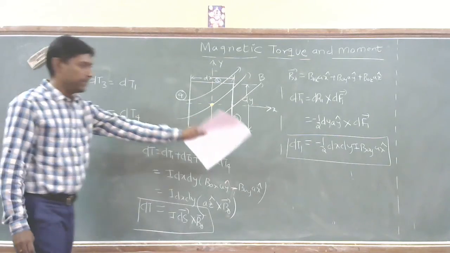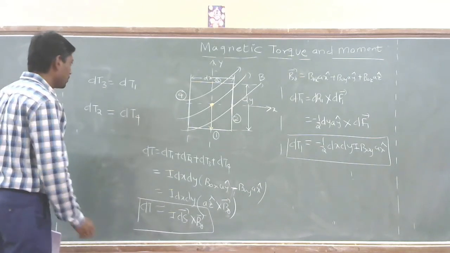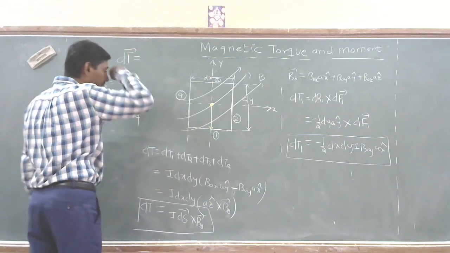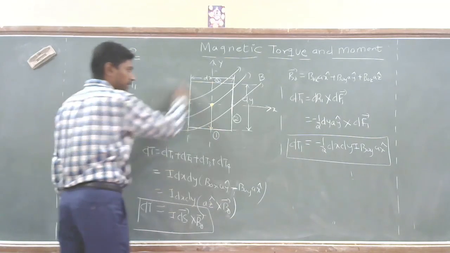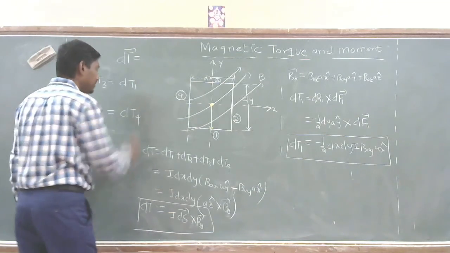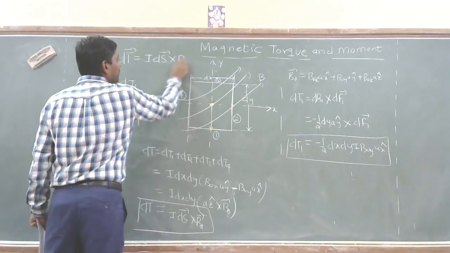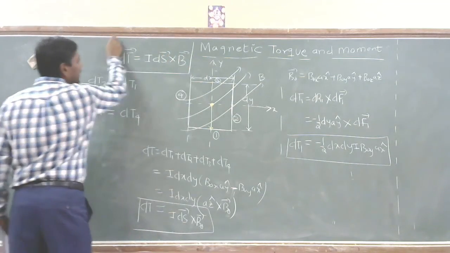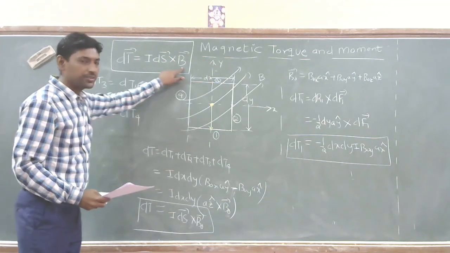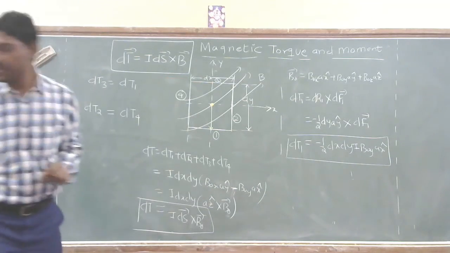So I have tried to show some results. Details you can really find out in the notes. So what is the nice result? We got the differential torque on this rectangular loop which is placed in a uniform magnetic field leads to a nice result, I ds cross B in general. By deriving we have taken it as B naught, but now I can write in general I ds cross B. Okay. So we will stop this lecture over here.